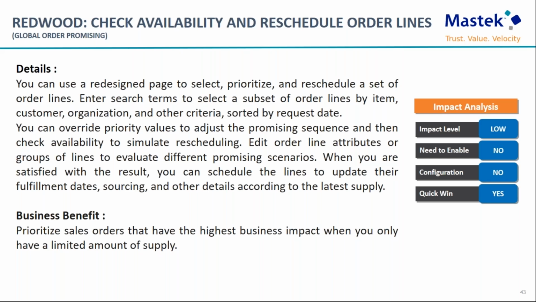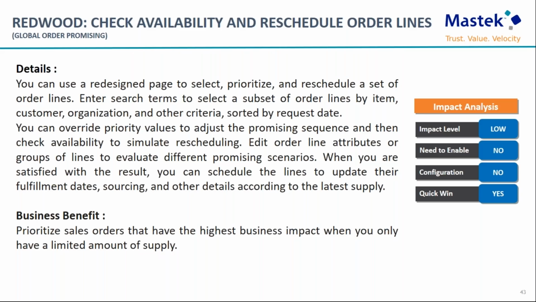We can override priority values to adjust the promising sequence and then check availability to simulate rescheduling. We can edit order line attributes or groups of lines to evaluate different promising scenarios. When we are satisfied with the result, we can schedule the lines to update their fulfillment dates, sourcing, and other details according to the latest supply. The business benefit that this feature provides us with is that it prioritizes sales orders that have the highest business impact when we only have a limited amount of supply.